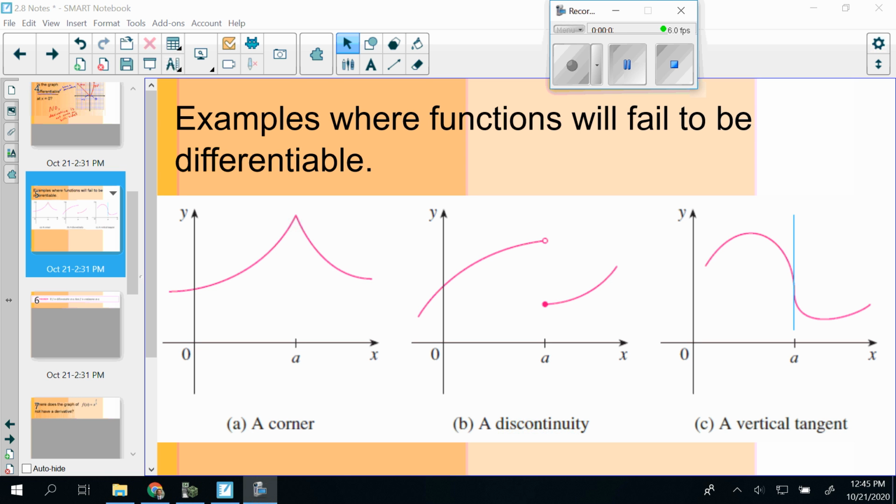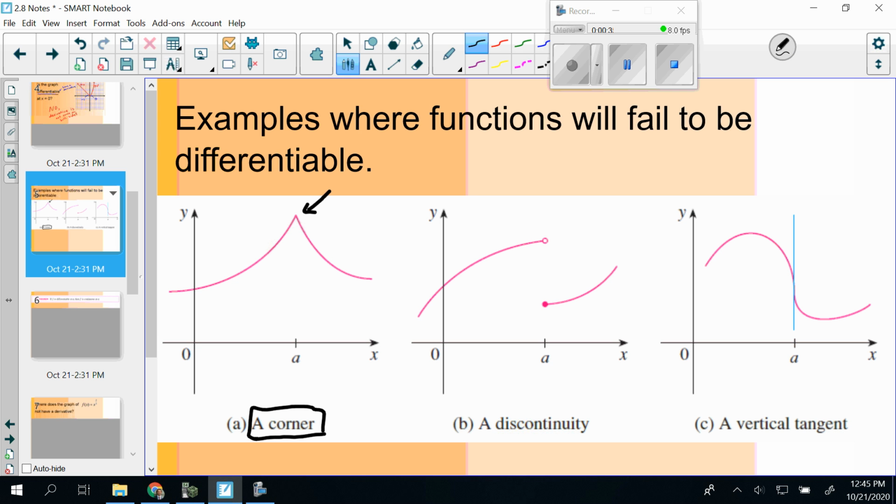All right, so based off of the last one we looked at, we want to figure out places where functions will fail to be differentiable. One of them we saw already was when you have that piecewise function where we have a corner. Any place where we have a corner, the derivative or the slope is different on one side. Here it's positive, here it's abruptly negative. That will not have a derivative at that corner location. So corners do not have derivatives.